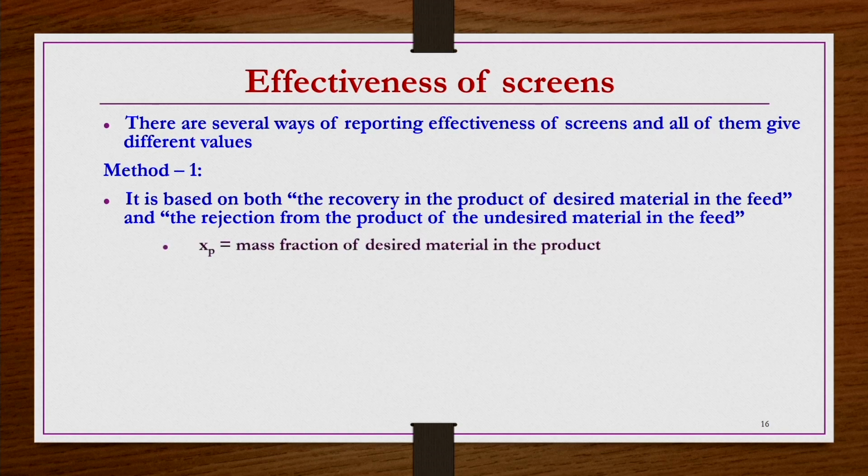Let us say Xp is the mass fraction of desired material in the product. Let F be the feed, P the product material, and R the rejection material. So, in the product material, what is the mass fraction of desired material? It is true that when we do the screening, the effectiveness is not 100%. In the oversized material there may be some undersized material also present, and because of screen tearing or breaking of the screens, we can have undersized material in the oversize, and sometimes oversized material in the undersize. So, it is not possible that if you have the product, only the required size material will be there.